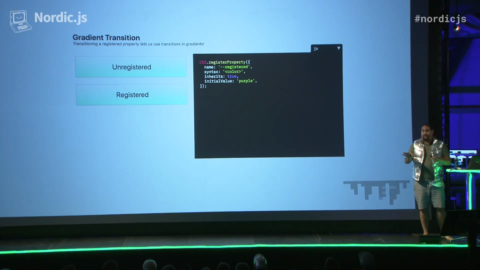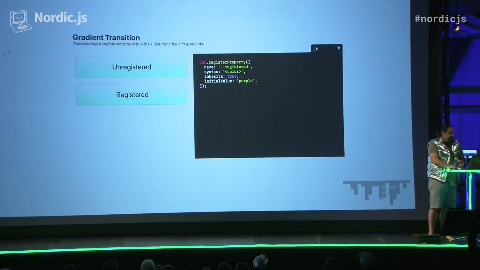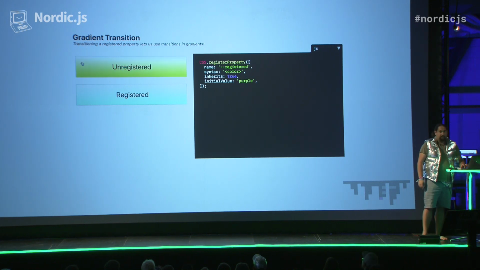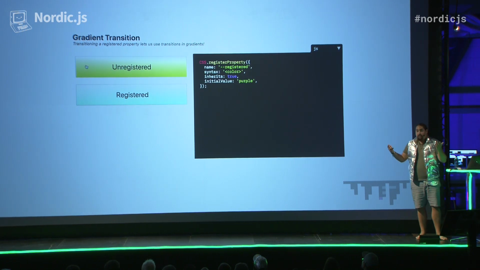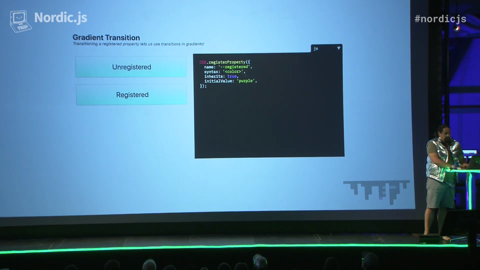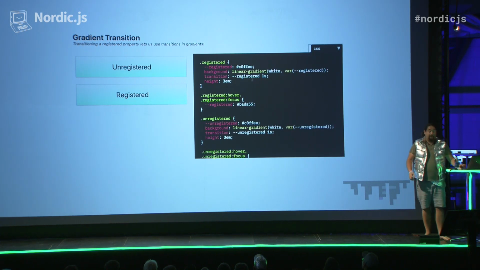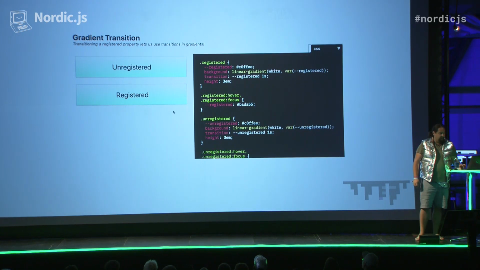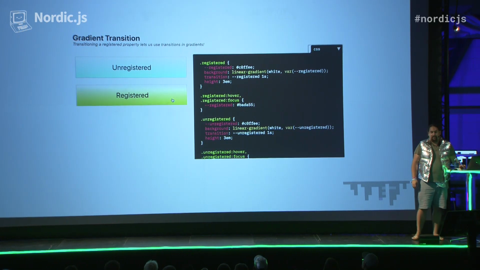So there is some live coding, but don't be afraid. I've tested this a lot. The current situation today is we've got this unregistered property, and if I hover over it, my gradient just kind of pops into place, because you can't animate gradients. But if we have a registered property, and we animate or transition the registered property, then when I hover over, it transitions.